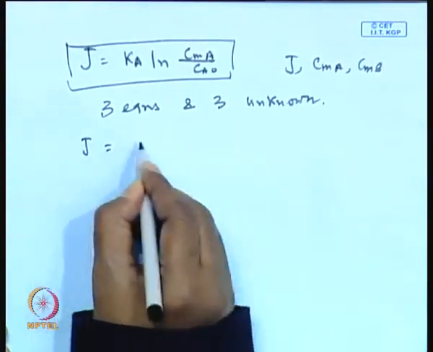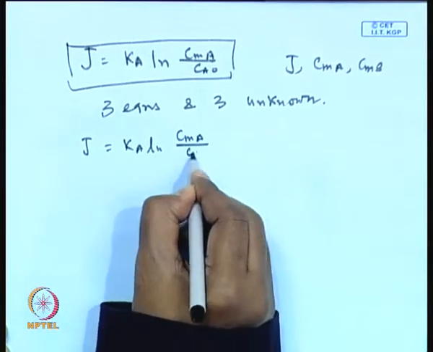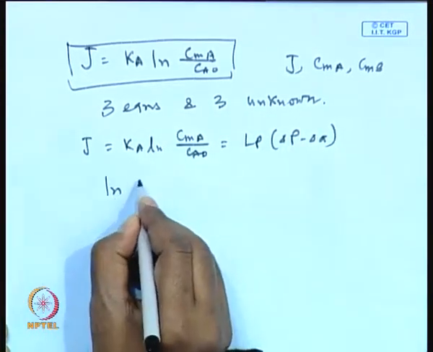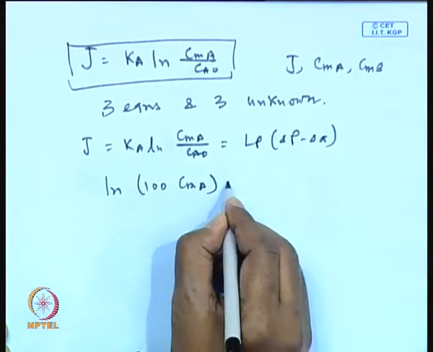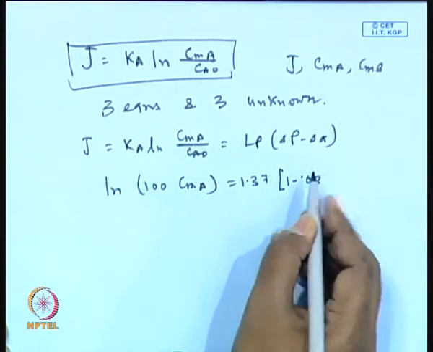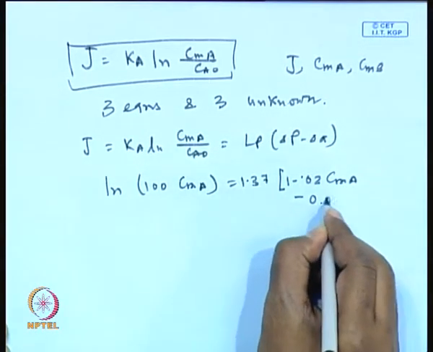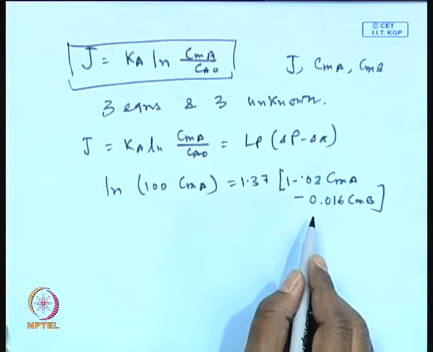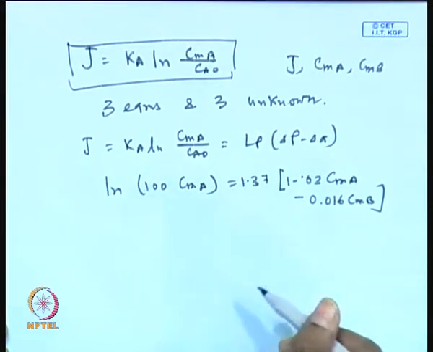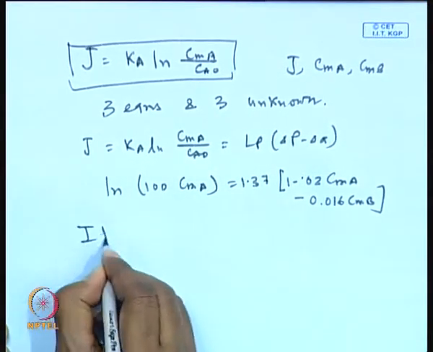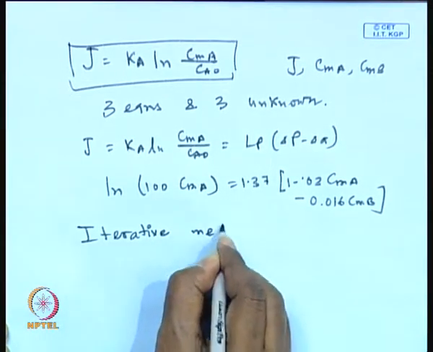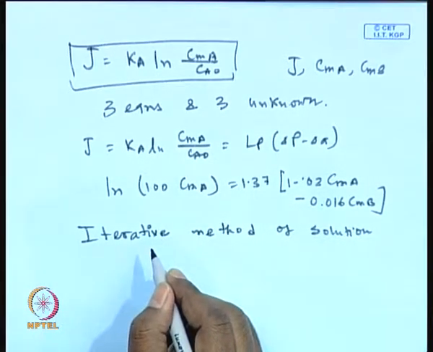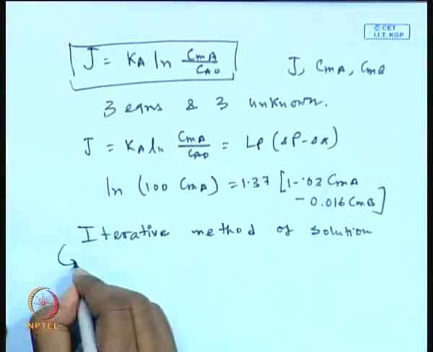So, you can use J is equal to Ka ln of CMA times Ca naught, equated to Lp into delta P minus delta pi. If you do that, you will be getting this expression: ln of 100 times CMA is equal to 1.37 into 1 minus 0.02 CMA minus 0.016 CMB. So, this gives a relationship between CMA and CMB. Basically there are 3 equations and 3 unknowns, and one can use an iterative method, because they are nonlinear: 3 algebraic equations, nonlinear, and 3 unknowns. This can be solved.